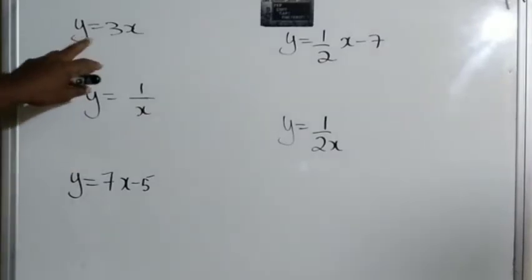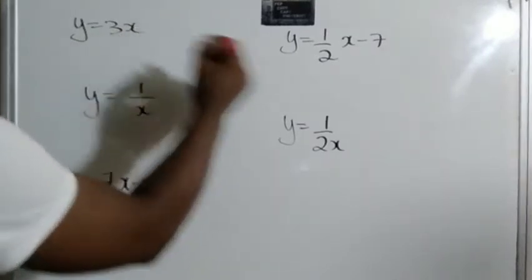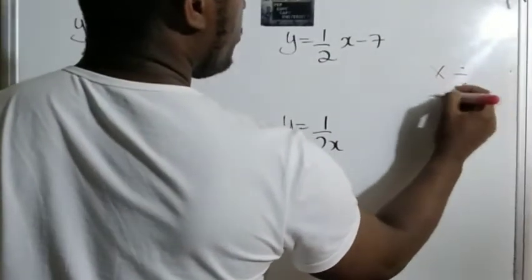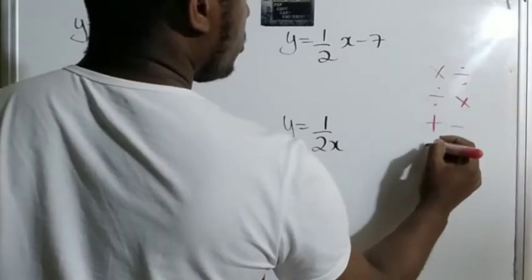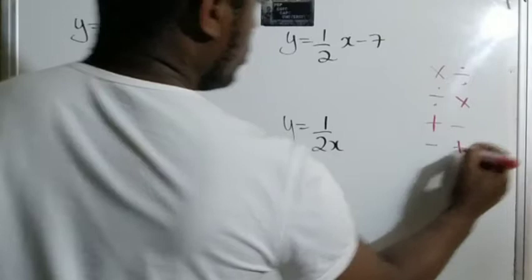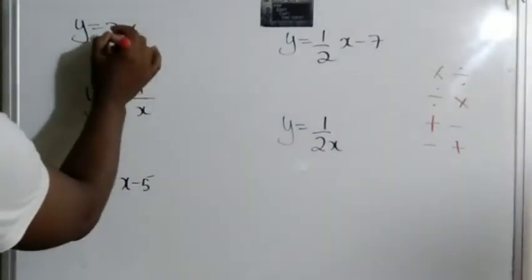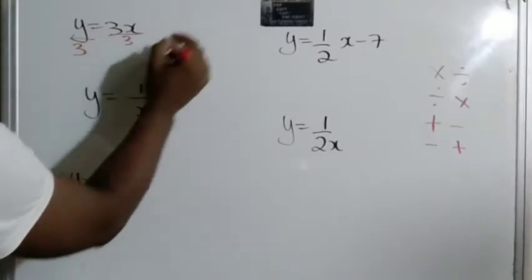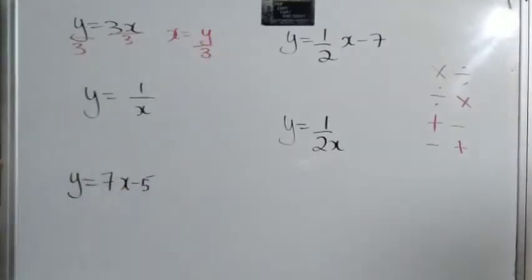Now, this is saying y is equal to 3 times x, so the opposite of times, and let's put this over here, the opposite of times is divide, the opposite of divide is times, addition and subtraction are the inverse of each other, right? So we divide by 3. So therefore x is equal to y divided by 3.